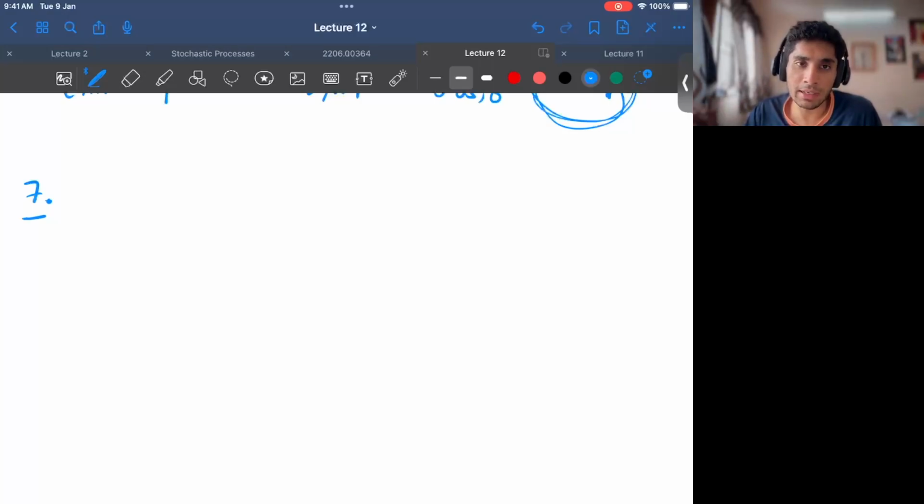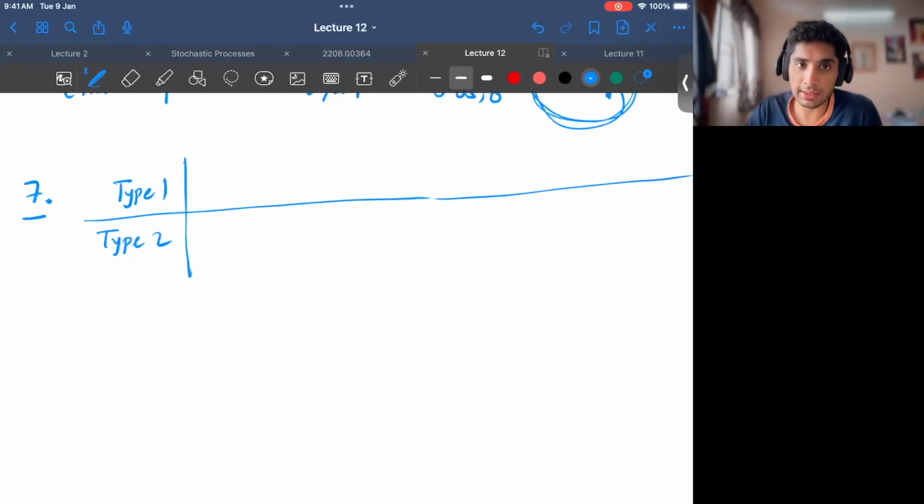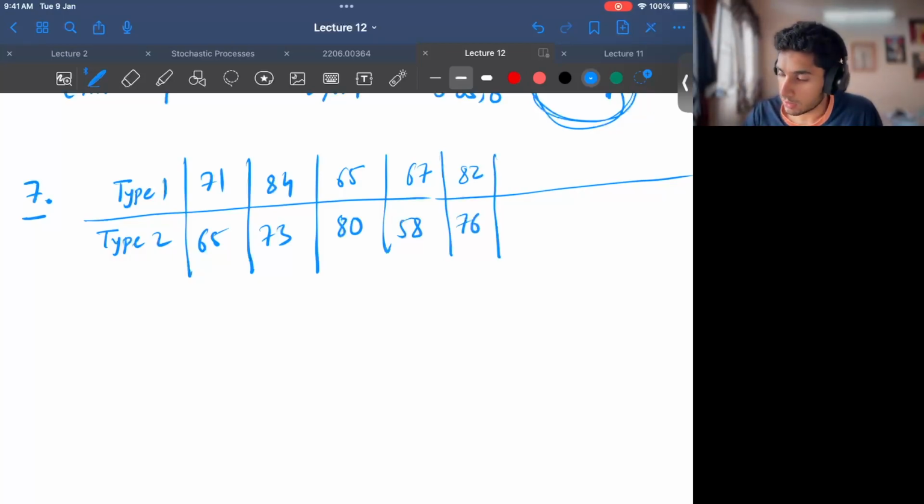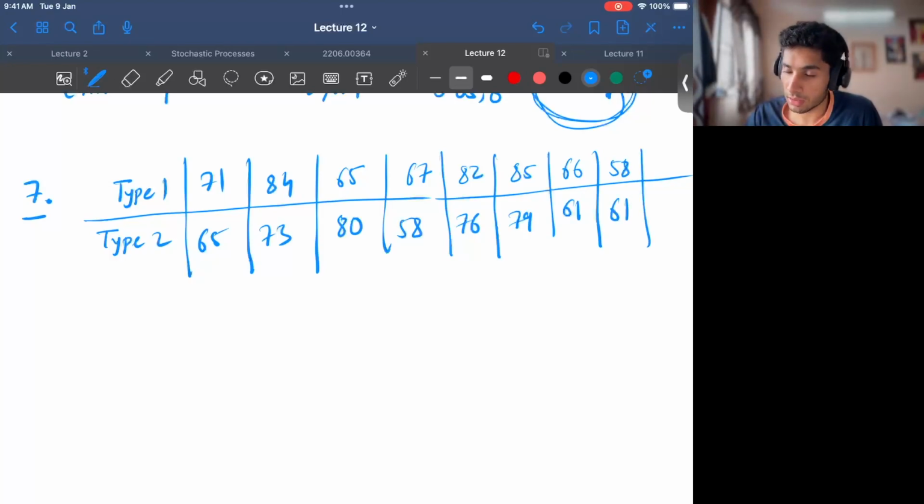So there are two chemicals, type 1 and type 2, and the burning time of these chemicals is given to you in minutes: 71, 65, 84, 73, 65, 80, 67, 58, 82, 76, 85, 79, 66, 61, 58, 61, 77, 70, and there is one more, 70, 82. Okay, these are given to you.